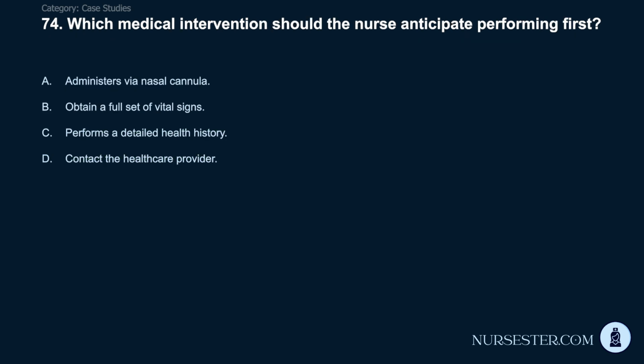74. Which medical intervention should the nurse anticipate performing first? A. Administers O2 via nasal cannula. B. Obtain a full set of vital signs. C. Performs a detailed health history. D. Contact the healthcare provider. Correct answer, A. Administers O2 via nasal cannula.